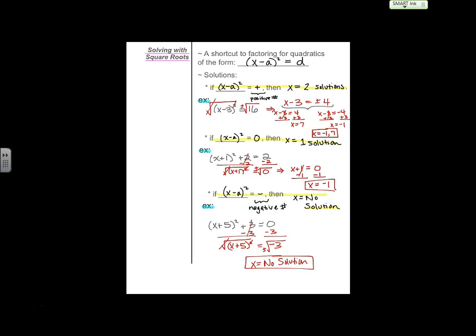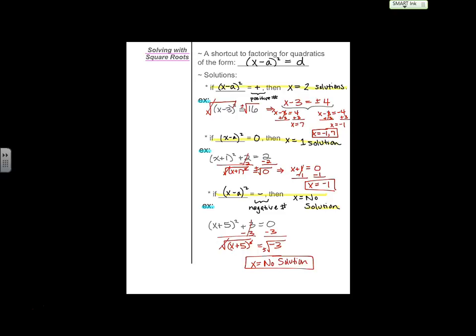Either a binomial squared equals a positive, and we're looking for 2 answers, or it's going to equal 0, but we might need to simplify a little bit first to figure that out, and that gives 1 answer. Or it's going to equal a negative, and then there is no answer.